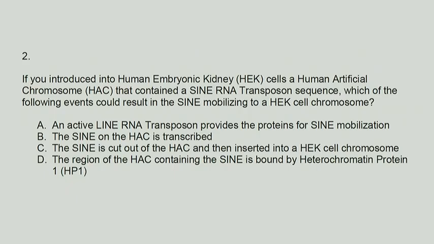Cool. Okay. So you introduce into HEC cells a human artificial chromosome, a HAC, that contained a SINE RNA transposon sequence. Which of the following events could result in the SINE mobilizing into a HEC cell chromosome? So what's the difference between SINEs and LINEs?